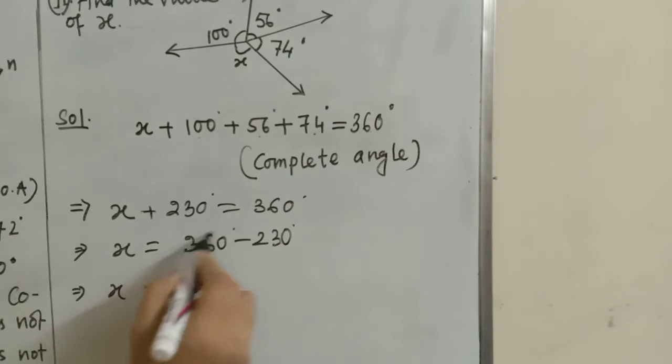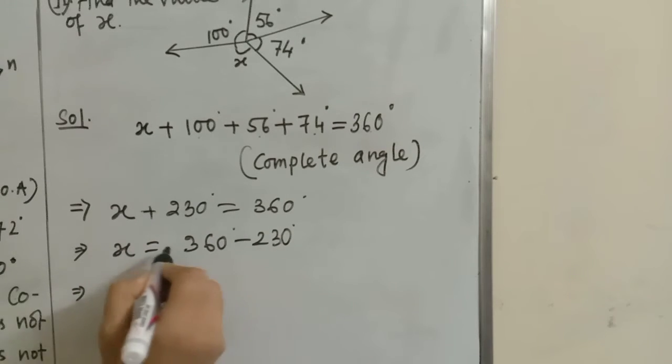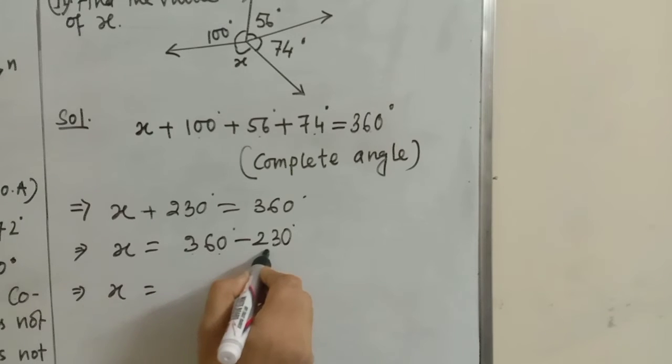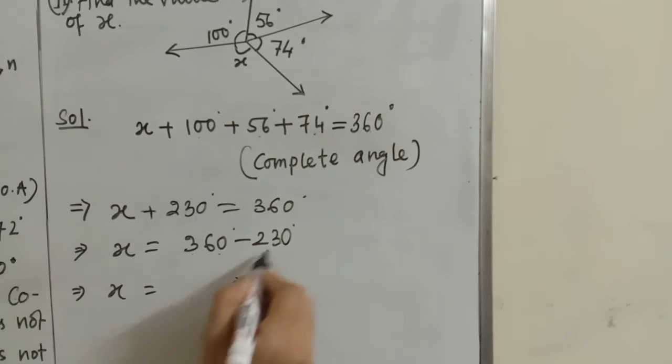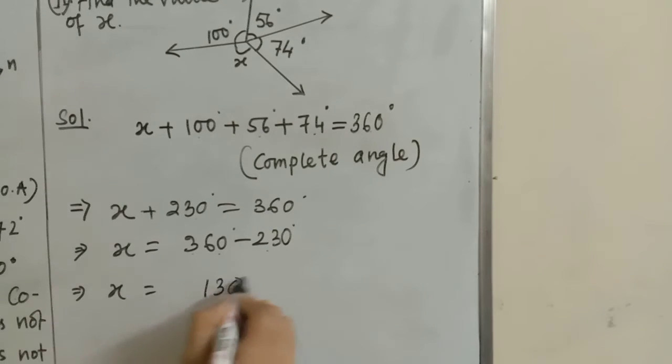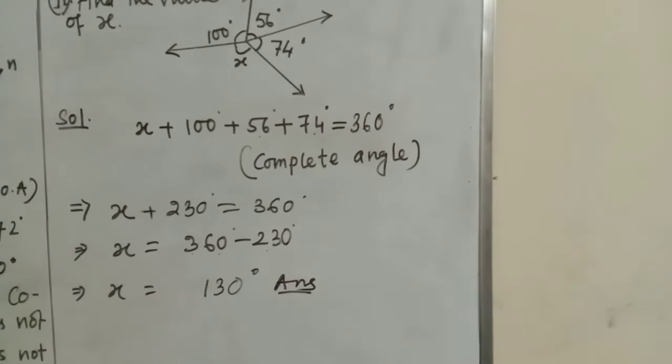Sorry, the angle is 360 degree minus 230 degree. By mistake I have written 23 only. So 360 degree minus 230 degree. You have to subtract it and you will get 130 degree. So the value of x is 130 degree. Understood?